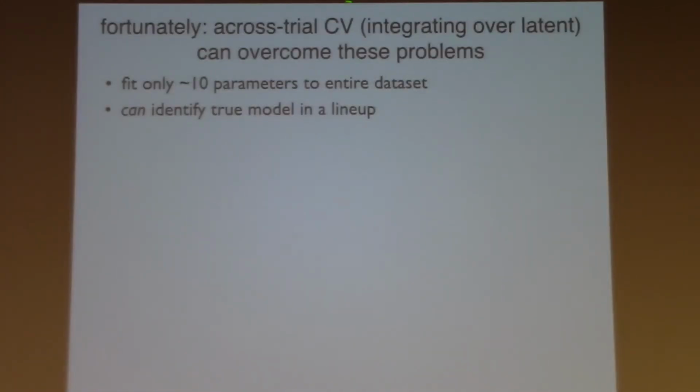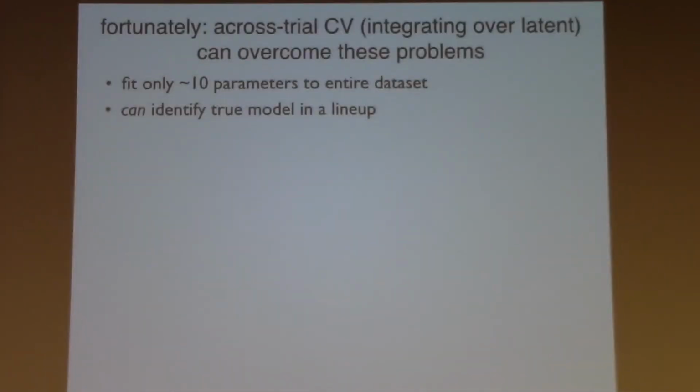So fortunately, a cross-trial cross-validation, which involves integrating over the latents, can overcome these problems. It is computationally more intensive, but it was actually a very simple 1D integral for this case. So nothing fancy was done in that example that I just showed you. You can fit only 10 parameters to the entire data set if you have this drift diffusion model or our stepping model. And you can identify the true model in a lineup, as I showed you.